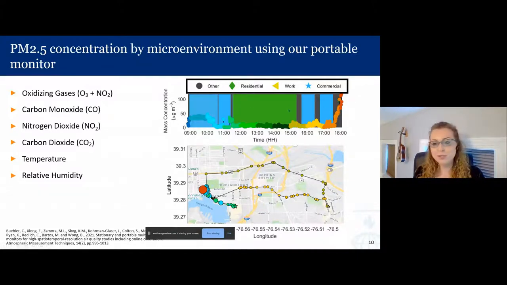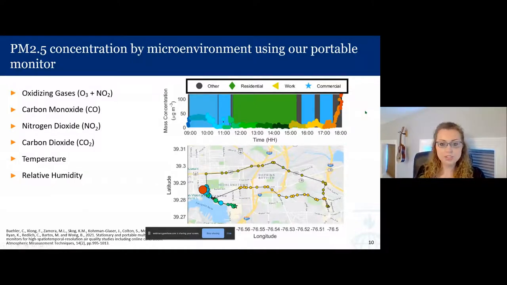You don't have to look too much at the actual exposures here, but this is actually where I went to a diner and had breakfast. We see the higher concentrations. I was down here, and I did some driving around the city. We can see the concentrations there. This is the grocery store, and this is where I was driving and idling somewhere. I can't remember exactly, but we can see where we're being exposed and to what concentrations.